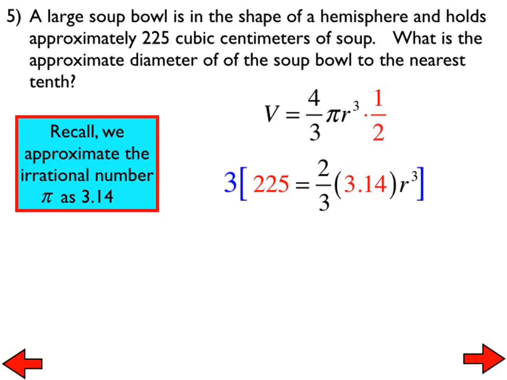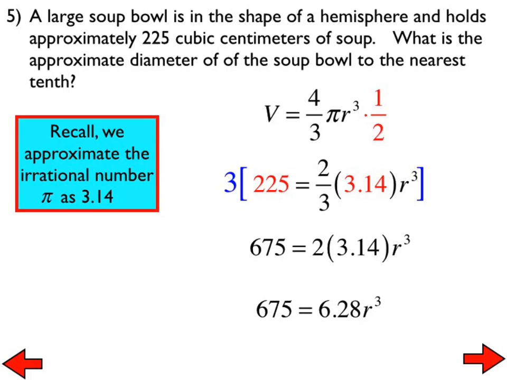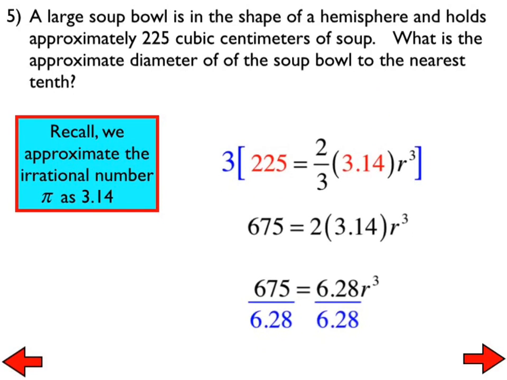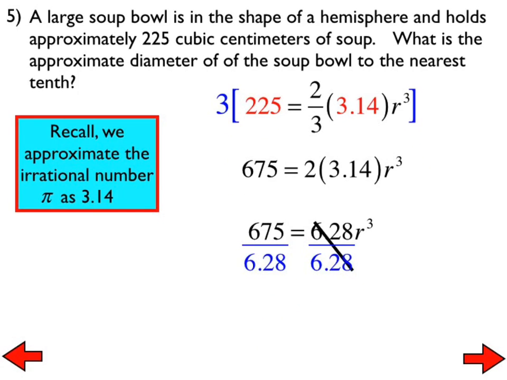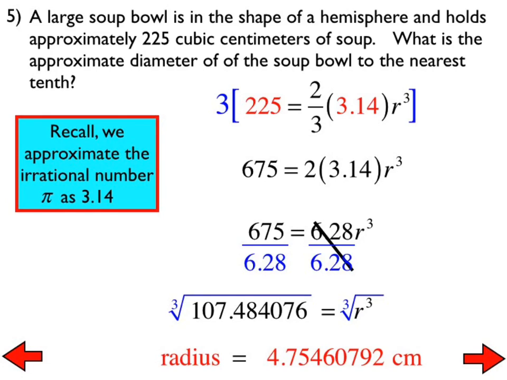And so at this point, of course, I would multiply both sides by 3. And I end up with this. And then I multiply 2 times 3.14, and I end up with this. And then I divide both sides by 6.28. And that would give me the fact that the radius cubed is equal to 107.484076. Now if I take the cube root of that, I end up with a radius of this.